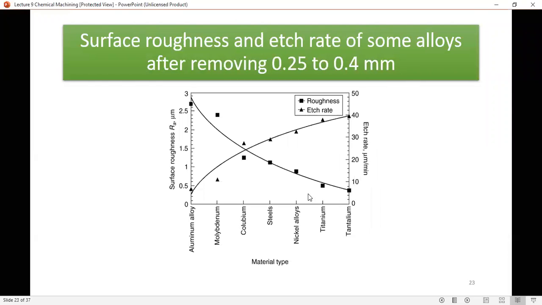So this is the surface roughness and etch rate for some alloys after removing 0.25 to 0.4 mm. This is to give you some indication of the roughness and etch rate for aluminum alloy, molybdenum, steels, columbium, nickel alloy, titanium, and tantalum. Right? So the etch rate is on this axis, surface roughness on this axis.